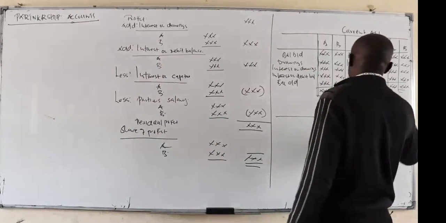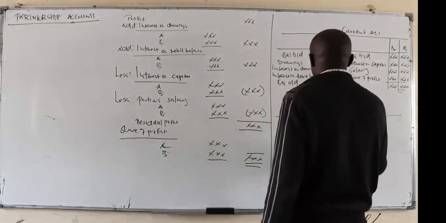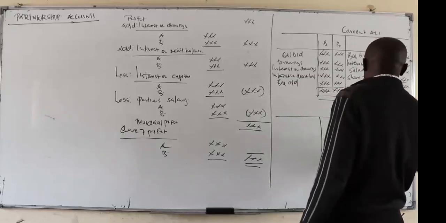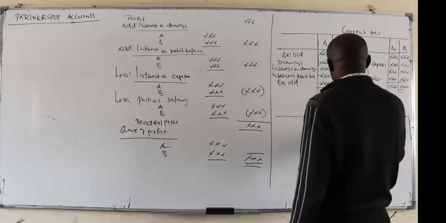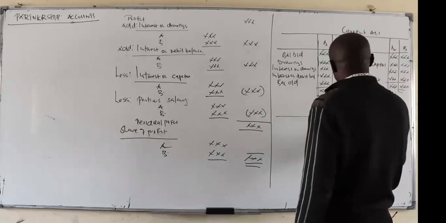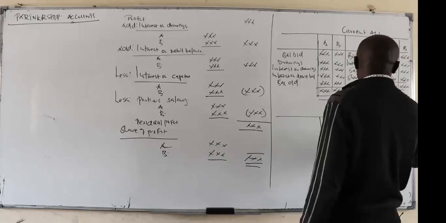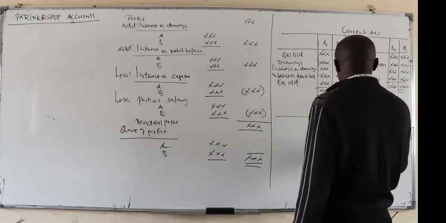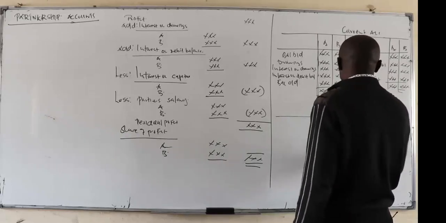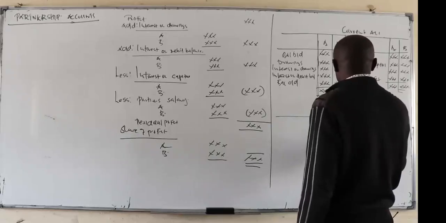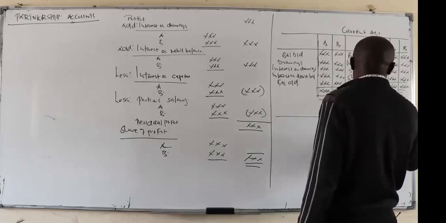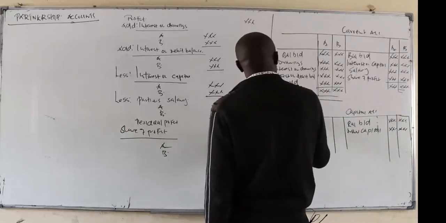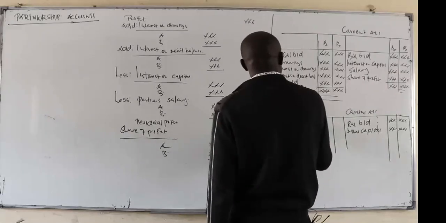So it appears like this. This is a capital account. So we have the balance brought down. This is the initial capital that was contributed by the partners. This is capital introduced. If there is any new capital, you write it here. And then withdrawn capital.